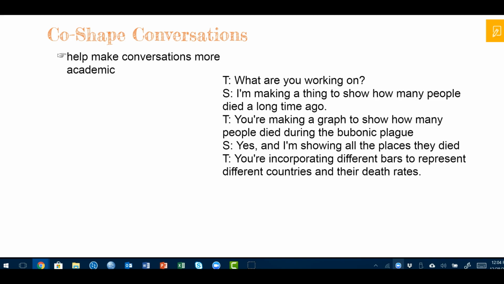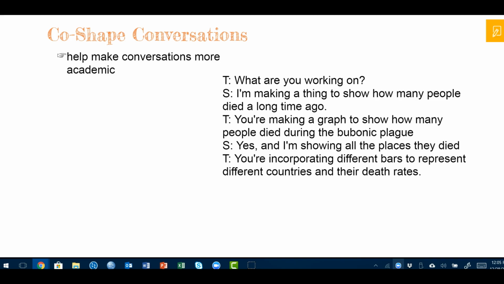So the teacher says, what are you working on? And the student says, I'm making a thing to show how many people died a long time ago. That's not terribly specific and it doesn't use any academic language, right? I'm making a thing. What thing? Showed how many people died a long time ago. When is that? So the teacher says, you're making a graph to show how many people died during the bubonic plague. All right. So the teacher takes this phrase of I'm making a thing and gives the student language for it. You're making a graph.